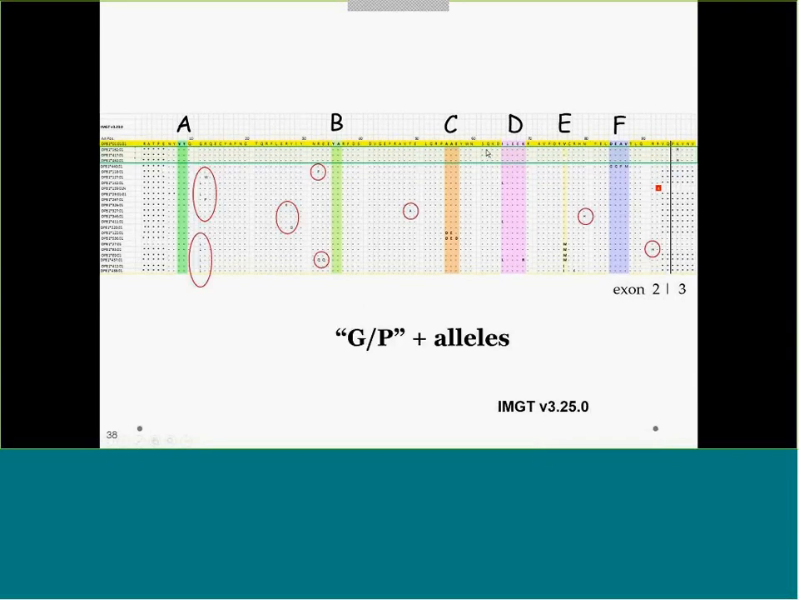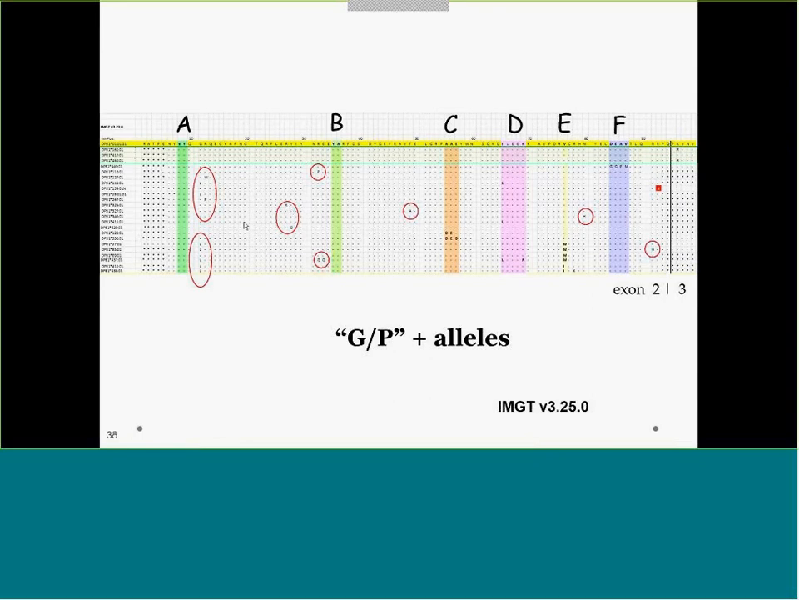The next level of alleles are what we've termed, Howie and I have coined this term, GP plus alleles. By that I mean everything circled in red here represents alleles that, if you look across, all share the same 6 hypervariable regions. They're all the same, except they have a single polymorphism, in most cases, present within exon 2, but outside of one of the 6 hypervariable regions.